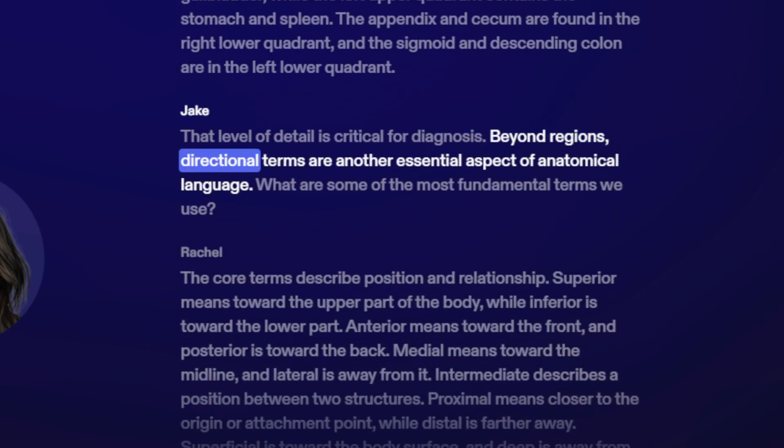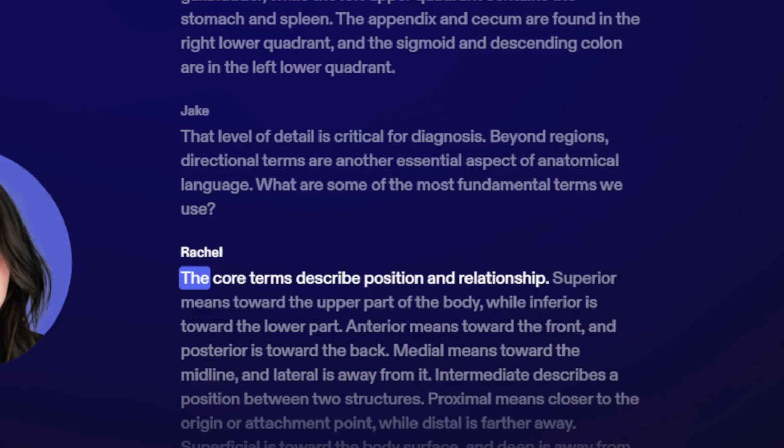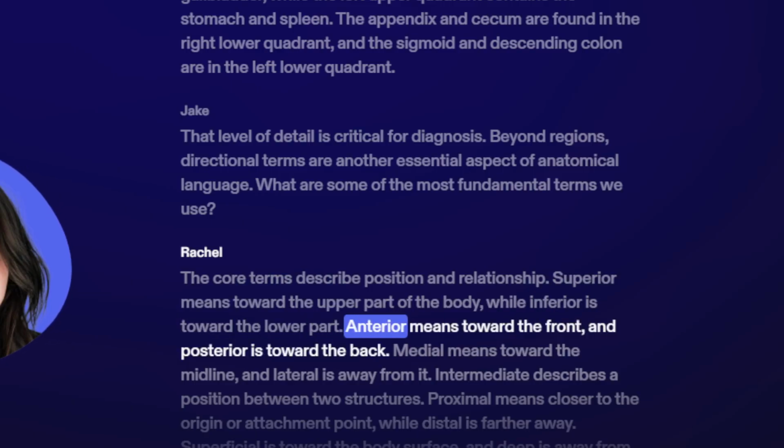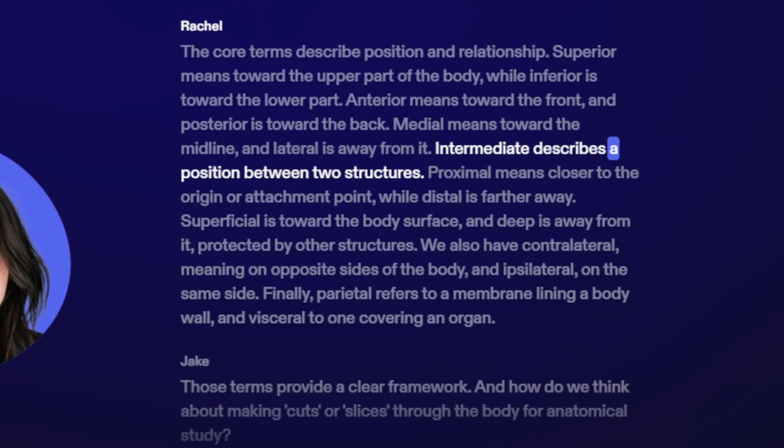Beyond regions, directional terms are another essential aspect of anatomical language. What are some of the most fundamental terms we use? The core terms describe position and relationship. Superior means toward the upper part of the body, while inferior is toward the lower part. Anterior means toward the front, and posterior is toward the back. Medial means toward the midline, and lateral is away from it. Intermediate describes a position between 2 structures. Proximal means closer to the origin or attachment point, while distal is farther away.